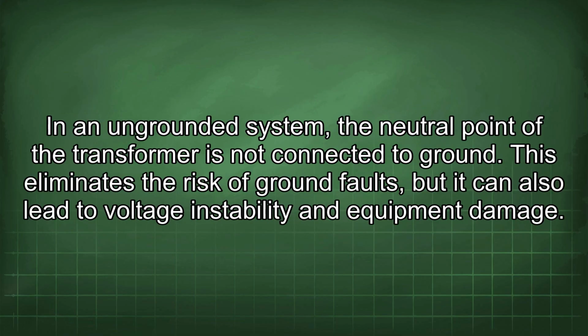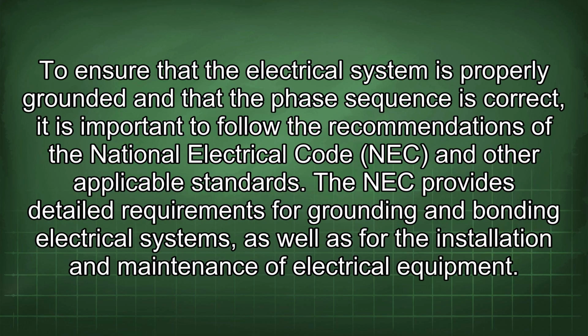In an ungrounded system, the neutral point of the transformer is not connected to ground. This eliminates the risk of ground faults, but it can also lead to voltage instability and equipment damage. To ensure that the electrical system is properly grounded and that the phase sequence is correct, it is important to follow the recommendations of the National Electrical Code (NEC) and other applicable standards. The NEC provides detailed requirements for grounding and bonding electrical systems, as well as for the installation and maintenance of electrical equipment.